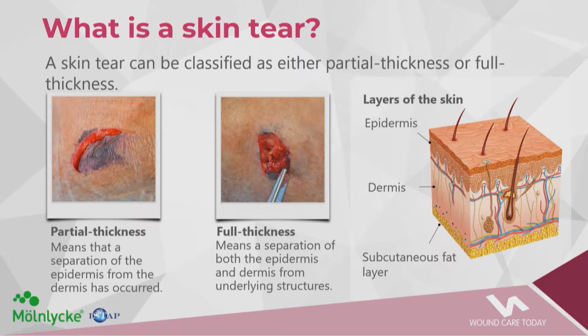So a skin tear can be classified as either partial thickness or full thickness. A partial thickness skin tear means that separation of the epidermis has occurred and it's no longer attached to the dermis. Whereas a full thickness skin tear means that both the epidermis and the dermis have separated from the underlying structures.